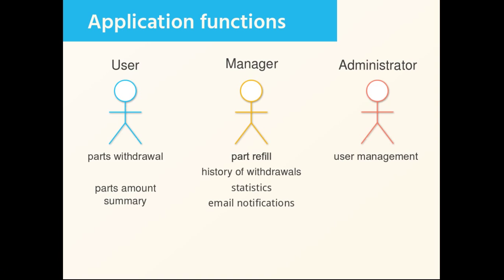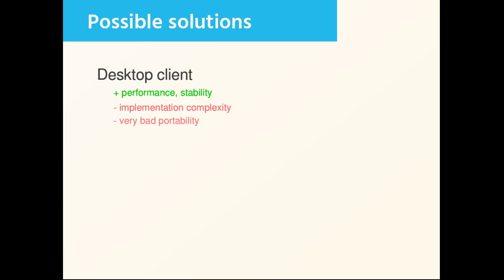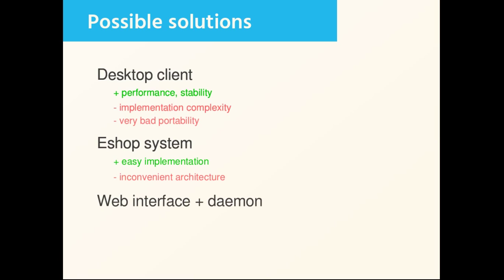There were several possible application architectures. A desktop client would be fast and stable, but it would be very hard to implement and there would be virtually no portability. An eShop system module would be easy to implement, but the architecture of eShop systems is completely different. I chose a web interface plus daemon. This solution is very portable and user-friendly, although it has slightly larger performance requirements.